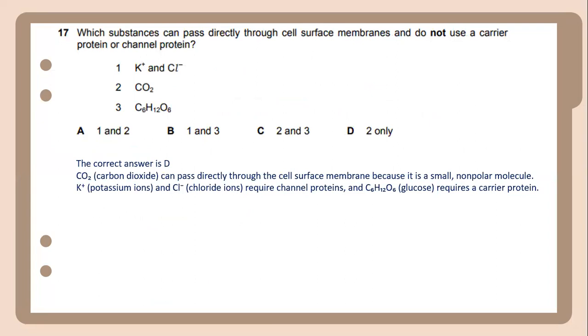Number 17, the answer will be G. Why is it G? Which substances can pass directly through the cell surface membrane and do not use a carrier protein or a channel protein? Carbon dioxide can pass directly through the cell surface membrane because it is a small, non-polar molecule. Potassium ion and chloride ion require channel proteins, and glucose requires a carrier protein. So the answer will be 2 only.